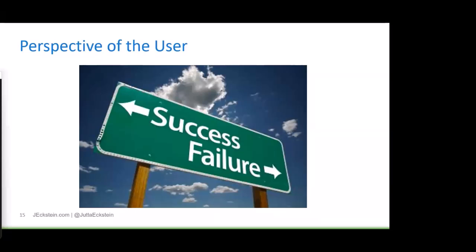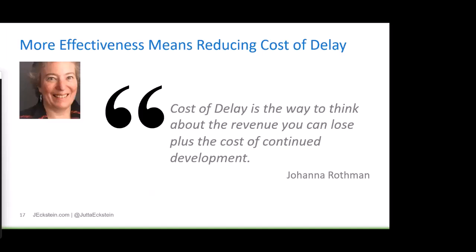Now, this was all that I had around metrics. I now want to look into increasing effectiveness. What can we do in order to be more productive, more effective, in order to know what's really going on? First of all, I want to share a quote from my colleague Johanna Rothman, with whom I also co-authored a book on cost of delay. More effectiveness actually means reducing cost of delay.